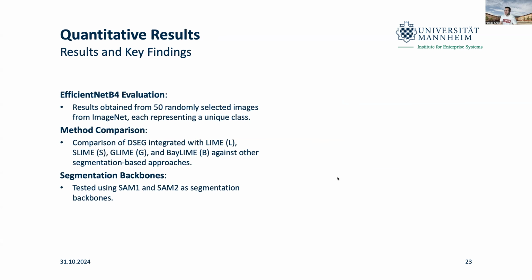Regarding the results, we are now mainly sticking to EfficientNet B4. For that, we have selected 50 random images from the ImageNet dataset, where each image represents a unique class. And we compare it, as I said before, against S-LIME, Bay-LIME, G-LIME, and LIME. Those are the abbreviations, so LSGB, against other segmentation-based approaches. And here we are mainly looking at the explanations generated within DSEG-LIME with Segment Anything 1 and Segment Anything 2.